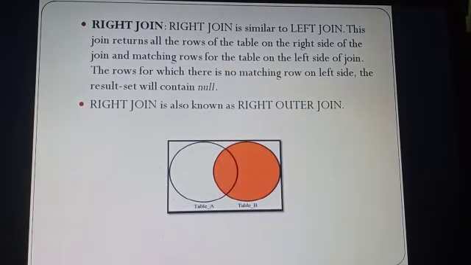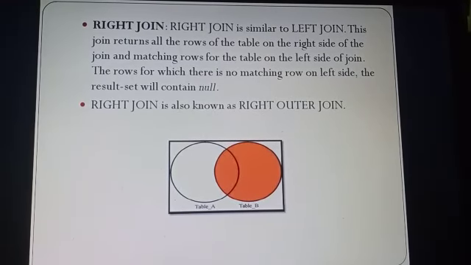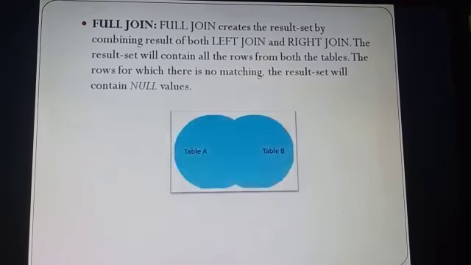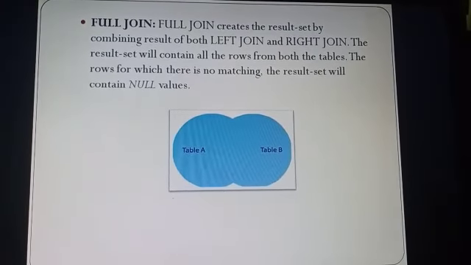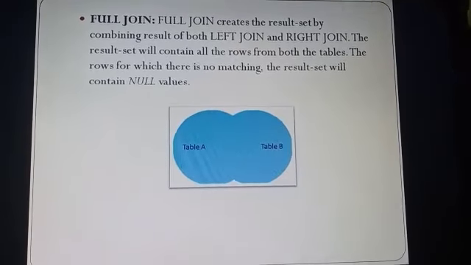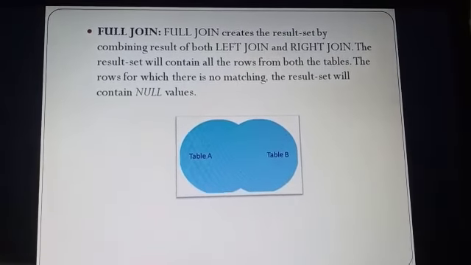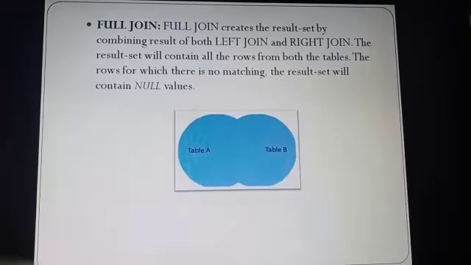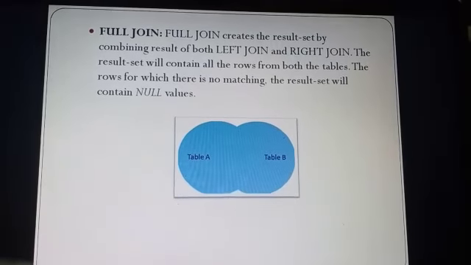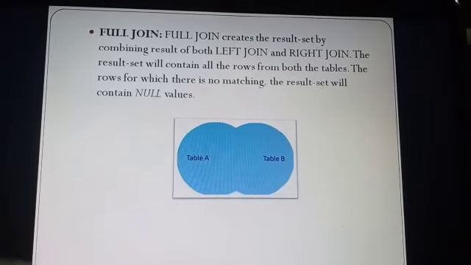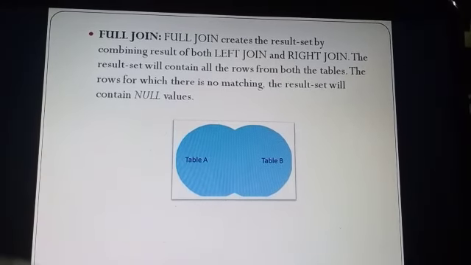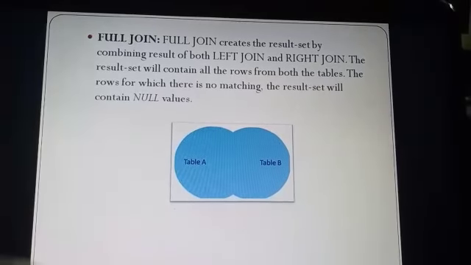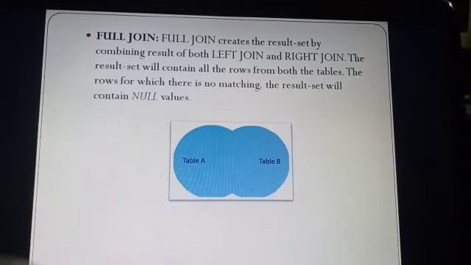Last type is full join. So full join creates the result set by combining the results of both left join and right join. The result set will contain all the rows from both the tables, and for the rows for which there is no matching, the result set will contain null. So from the Venn diagram, it is clear that it will retrieve all the rows from table A and table B.